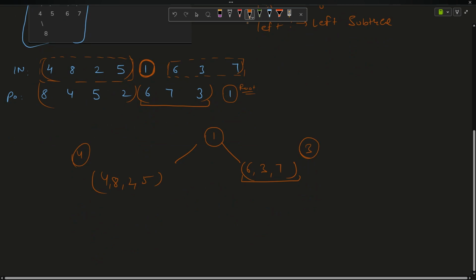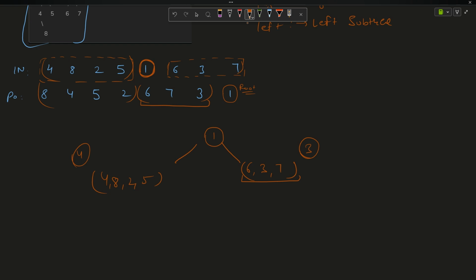So I'm saying 637 exists here, 4825 exists here, but I need to find the exact value, the exact node, and I want to continue doing that. I cannot say that the root's left is this, the root's right is that. Okay, so can I call the recursion here? Can I call the recursion here?